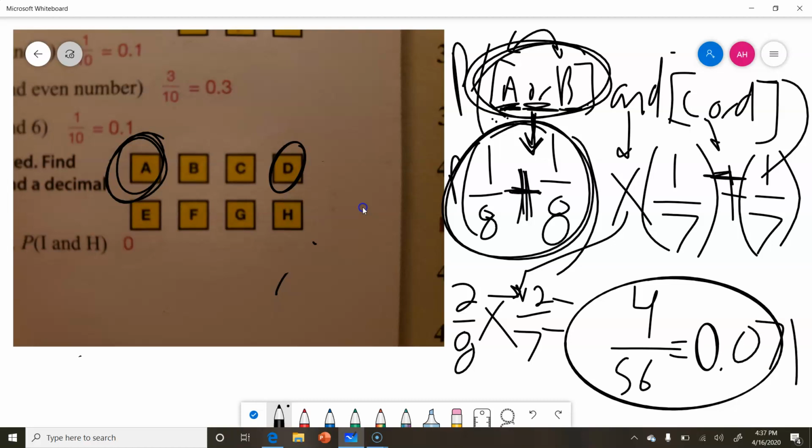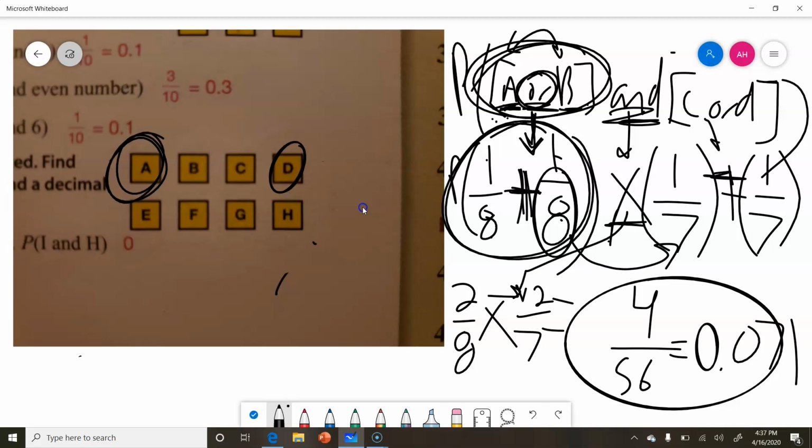0.071. Okay? So does everybody see, I do not subtract. I don't go 1 out of 8, 1 out of 7, because it's an OR. Okay, when it's an OR, we don't subtract. When it's AND, when we went to the multiplication, that's when we subtracted. That's when we went from 8 down to 7. Okay, if that confuses you, that's okay. These are a little bit harder problems. Just keep that in mind when you go to do these.